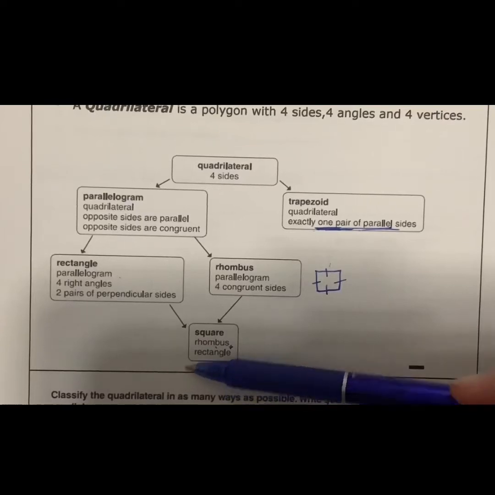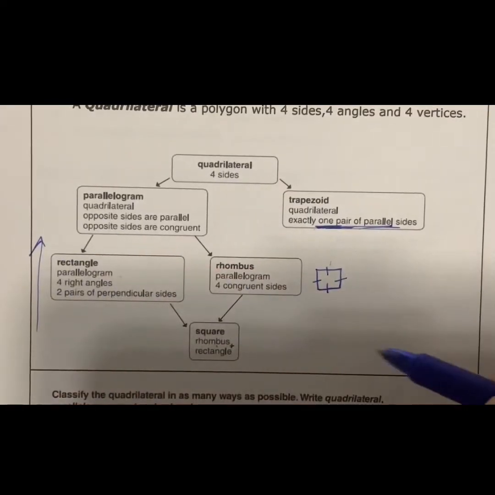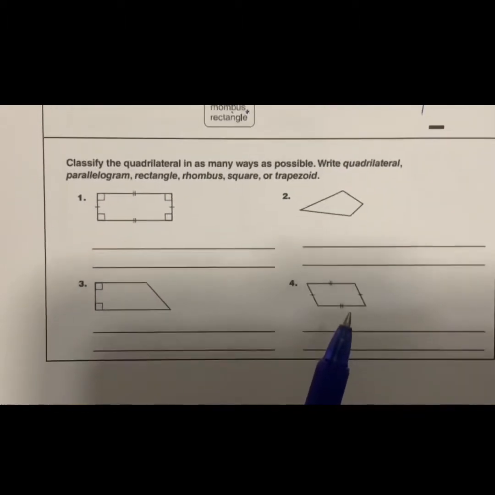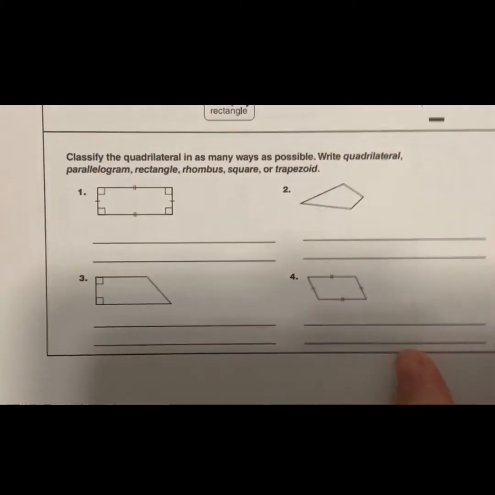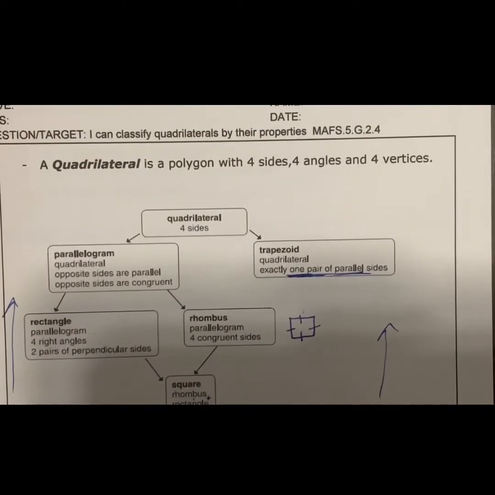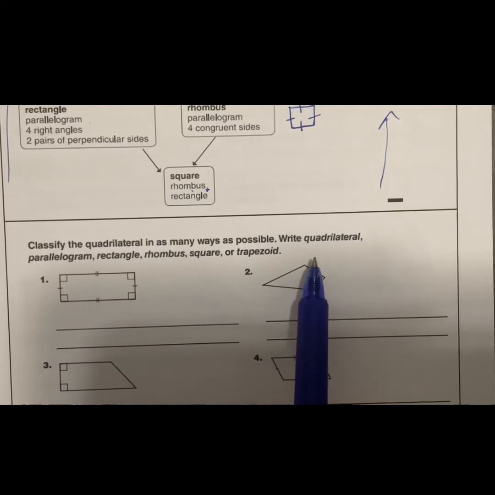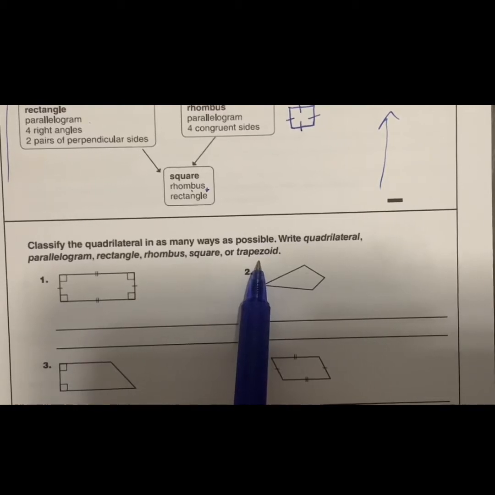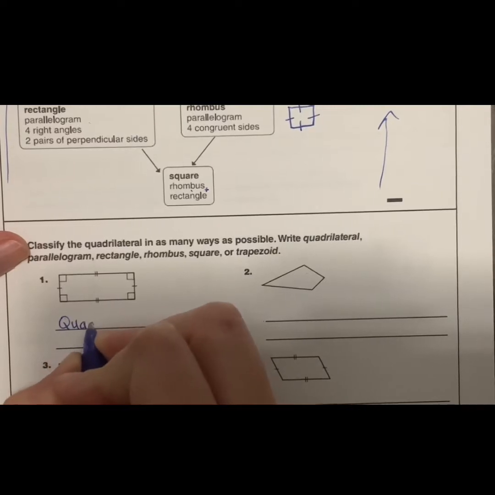If you think about this going up, you're going to remember how all these shapes work. All right, so today you're going to classify these shapes using as many as you can. So you can use now all of these. Classify the quadrilateral in as many ways as possible: quadrilateral, parallelogram, rectangle, rhombus, square, or trapezoid. So let's look at the first one. Is this a quadrilateral? Yes. Why? Because it has 4 sides. So I'm going to put that it's a quadrilateral.